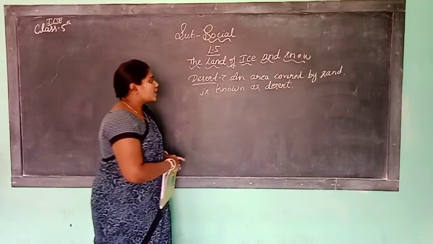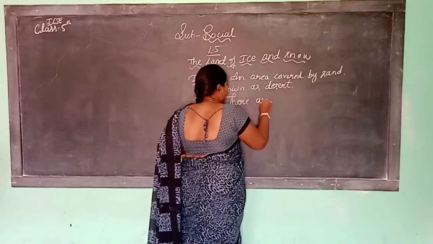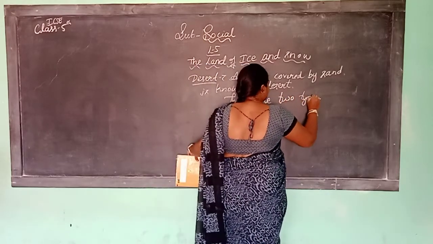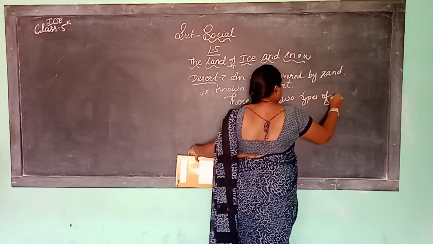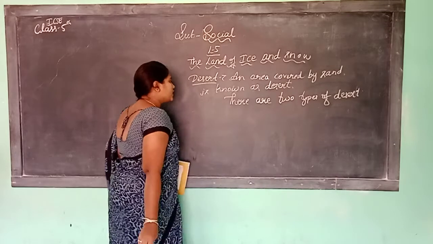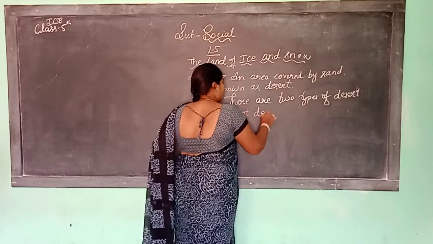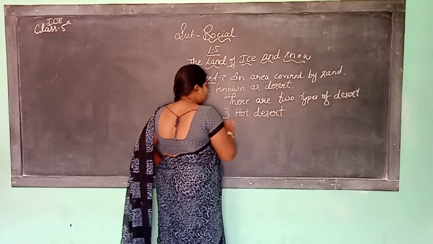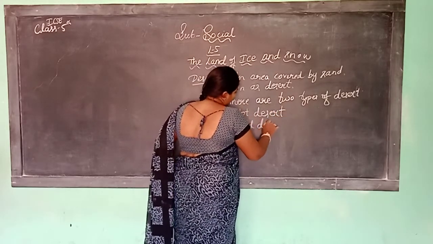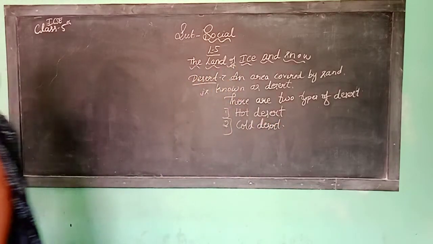So in deserts, there are two types of deserts. Which are the two types of desert? First one is hot desert. Second one is cold desert. So these are the two types of desert.